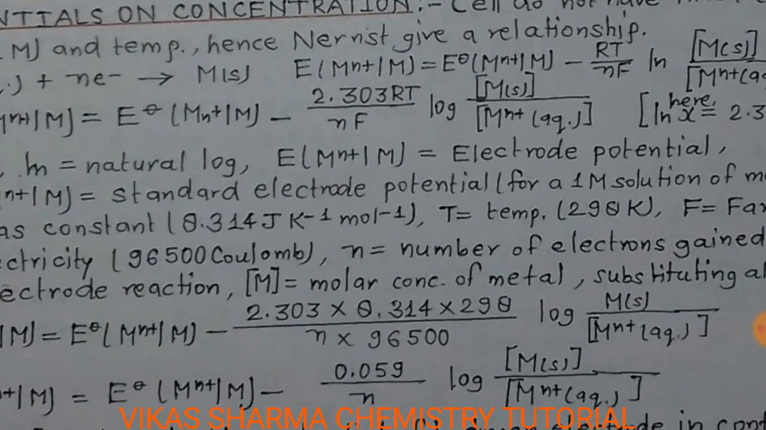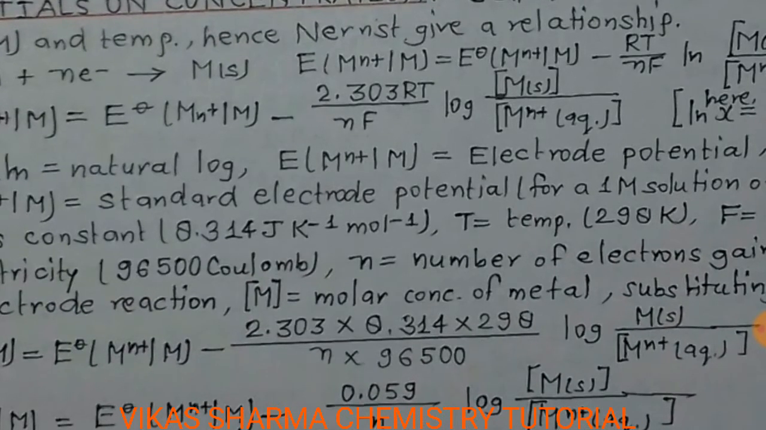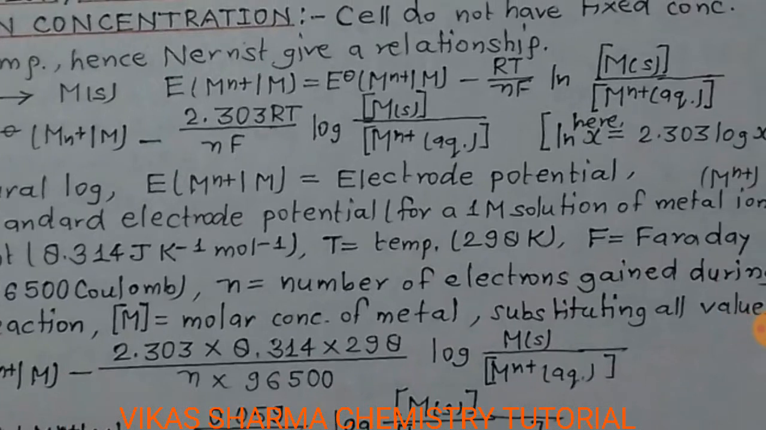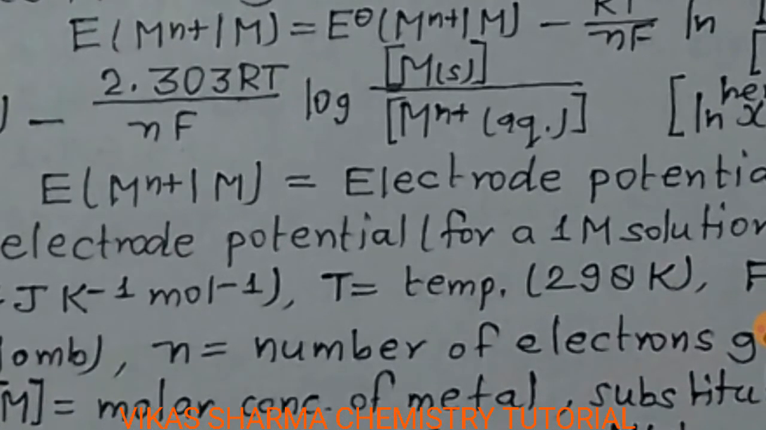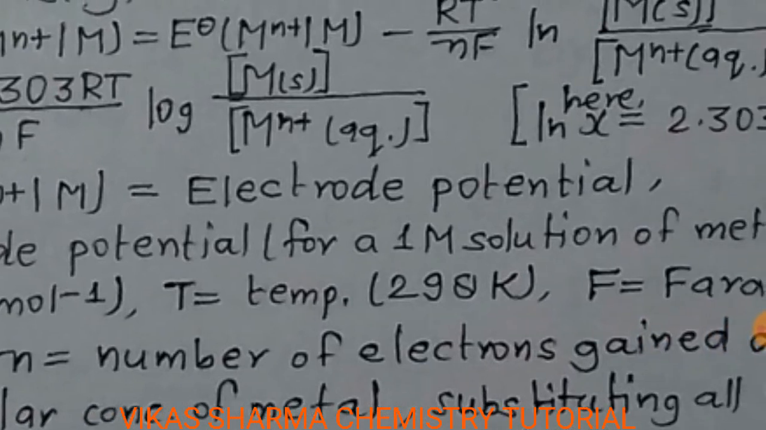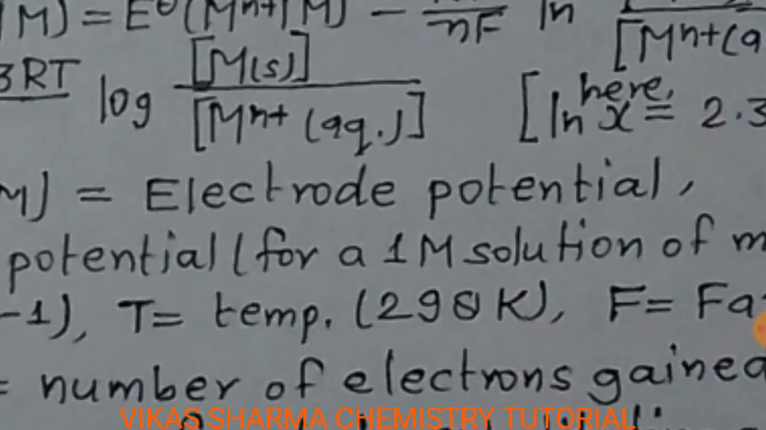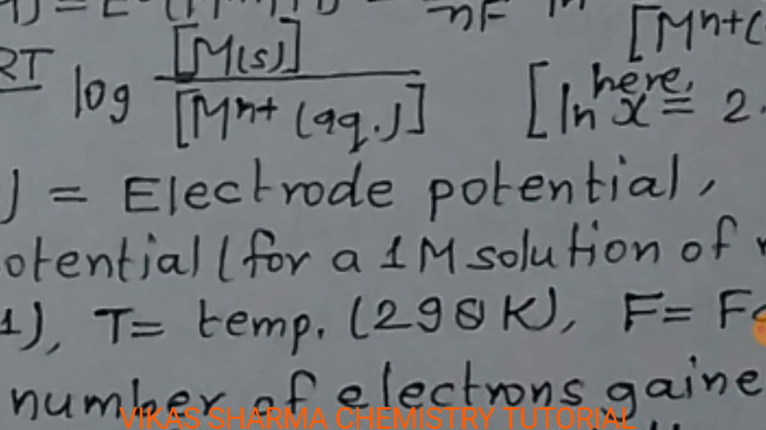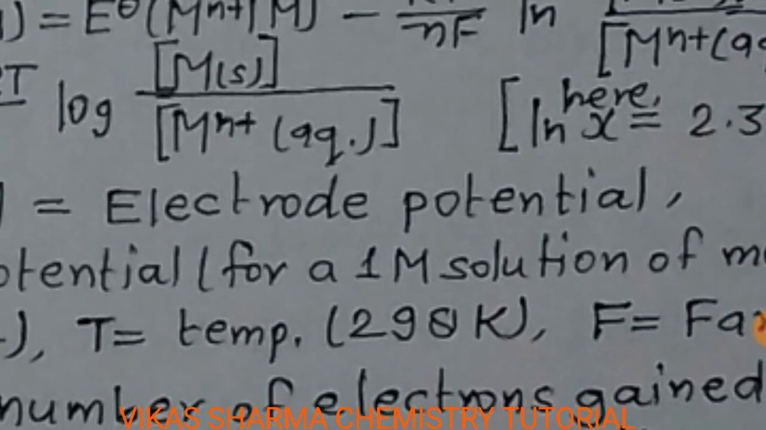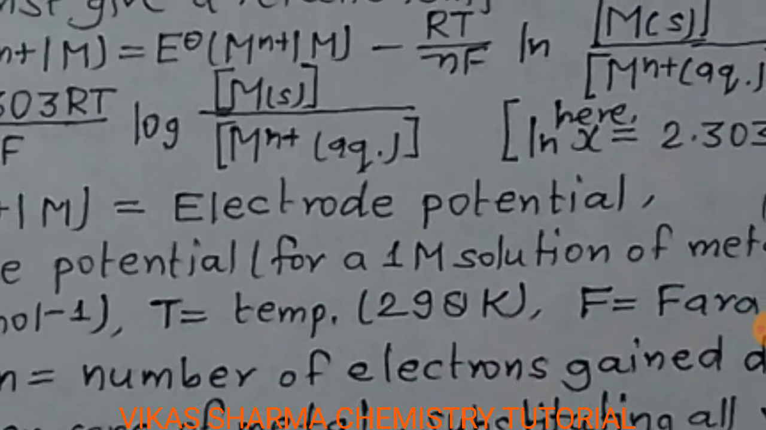It's E of M^n+/M equals E° of M^n+/M, the standard electrode potential at 1 molarity, minus 2.303 RT divided by nF. Here n means the number of electrons gained or lost. Then log of M means the concentration of anode divided by the concentration of cathode, and n means how many electrons are gained or lost.